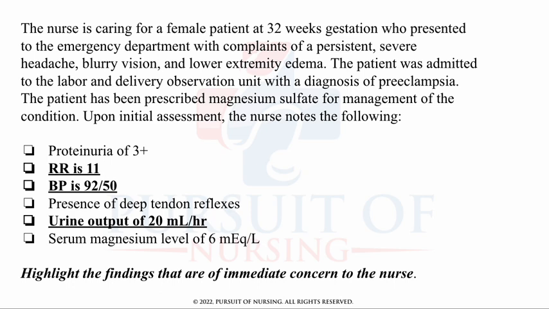Proteinuria is an expected finding in a patient with preeclampsia. Also, the presence of deep tendon reflexes is a normal and expected finding. And then you need to recognize and know that therapeutic serum magnesium levels are 4 to 7.5. Also, very important to always know your antidotes for all medications. Your antidote for magnesium is that of calcium gluconate.